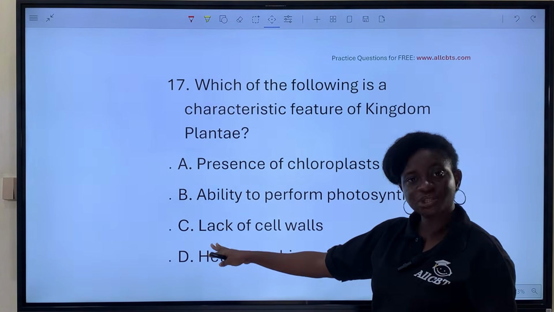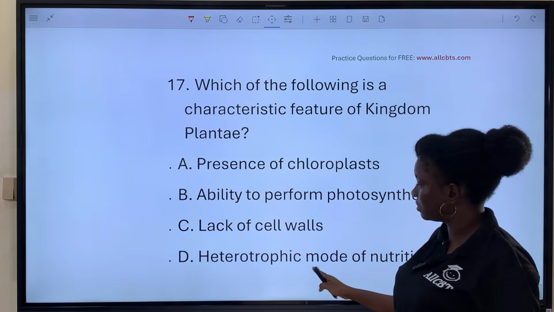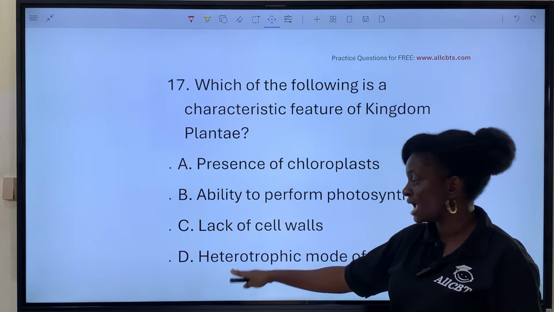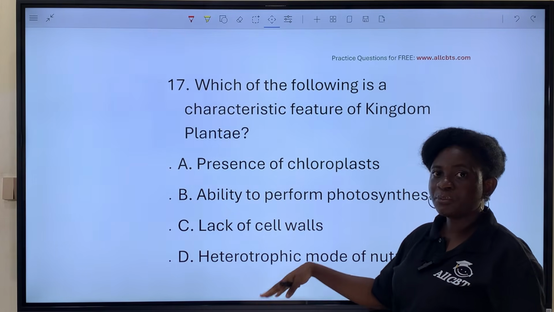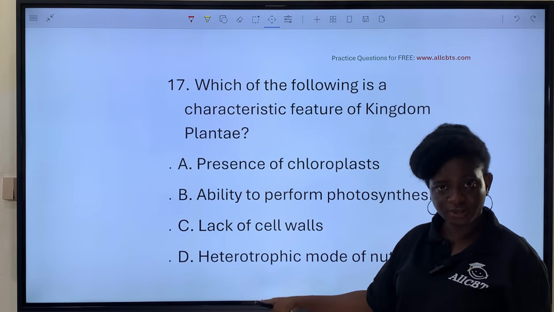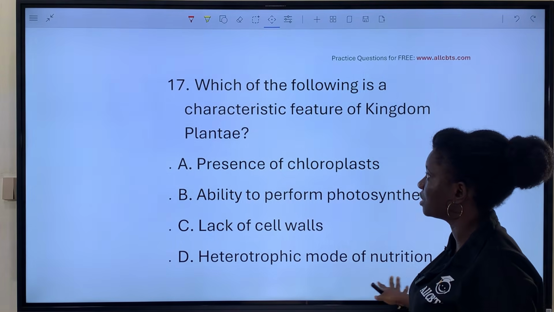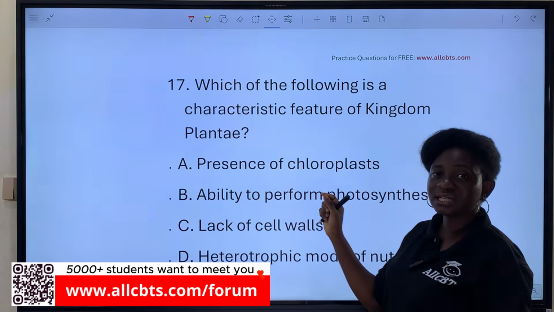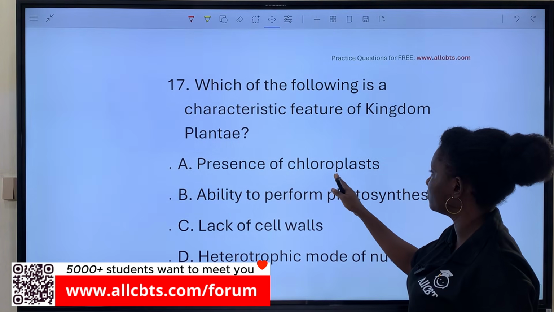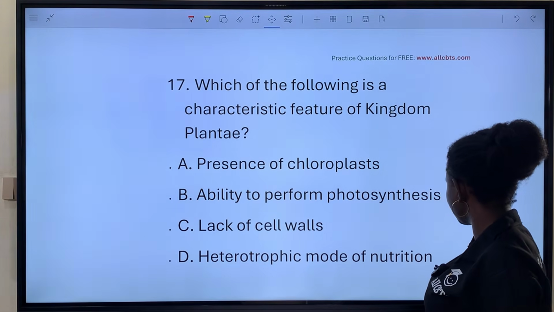So we have option C, lack of cell walls. Plants do have cell walls. Then we have option D, heterotrophic mode of nutrition. Plants operate autotrophic, that is, they manufacture their own food, autotrophic mode of nutrition. So having explained all this, we can say that the only option that is correct here is the presence of chloroplast, that green pigment in plants.